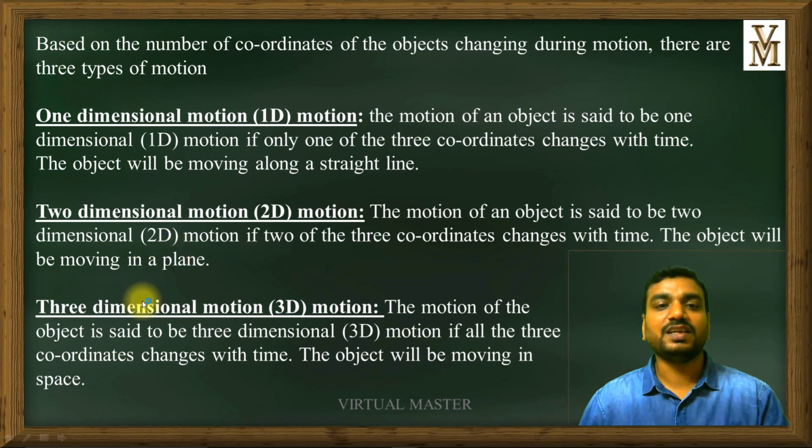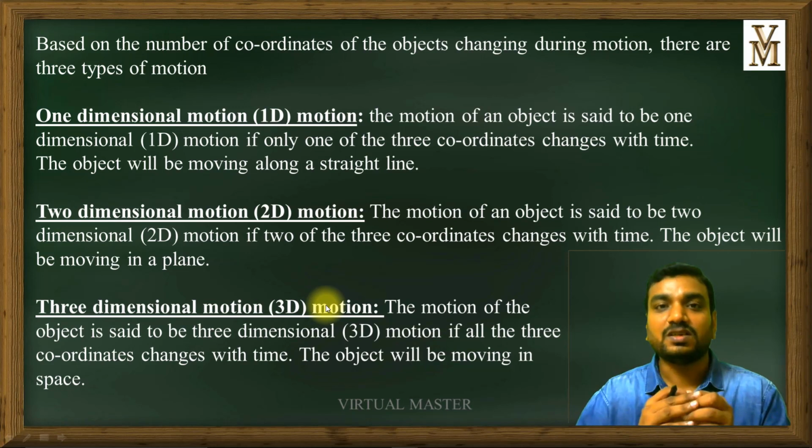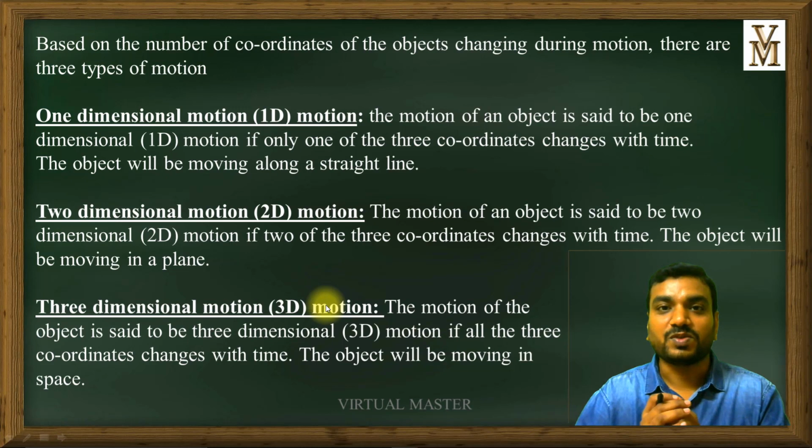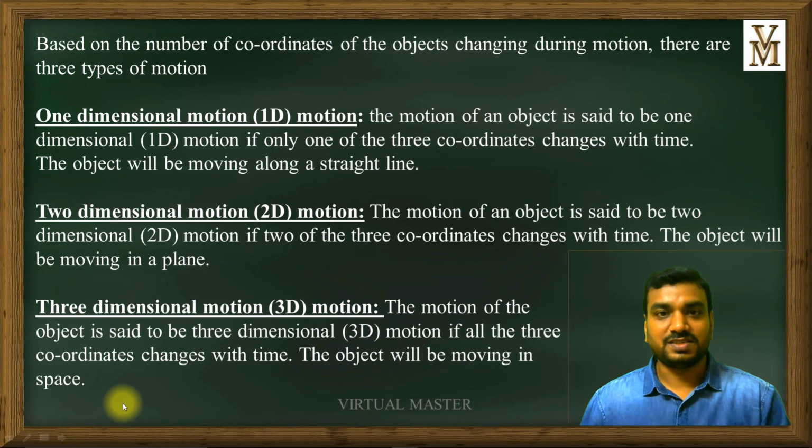And lastly, three-dimensional motion. In three-dimensional motion, all the three coordinates of the object will be changing. In this case, the object will be moving in space.